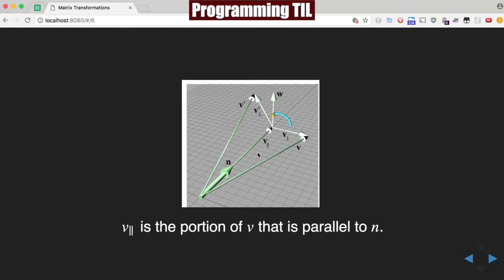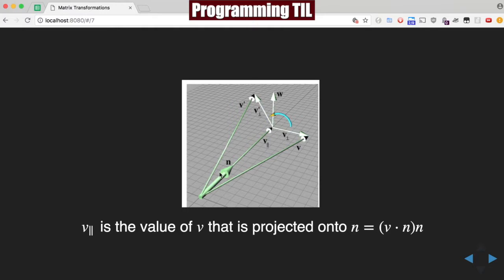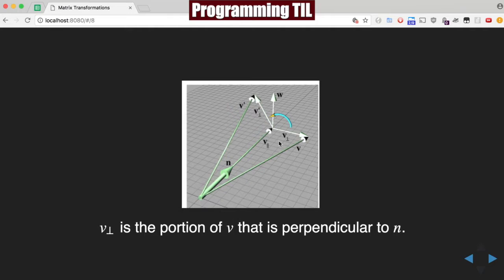So you kind of have this graph, and I'll explain each of the bits real fast. You have the original n here. V parallel is the portion of v that is parallel to n, obviously, since they're going in the same direction. And you can see here's v perpendicular, w, v prime perpendicular, and v prime. If you look at v parallel here, you could see it's the value of v that's projected onto n, and so that is equal to v dot n times n to compute that. V perpendicular is the portion of v that's perpendicular to n. Obviously, that's this value right here.